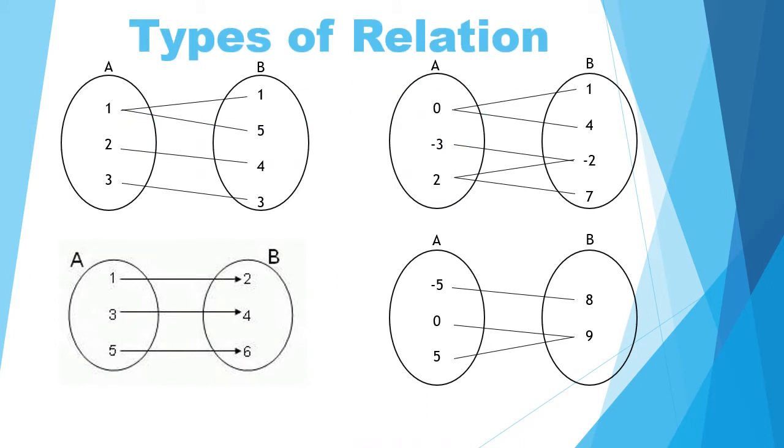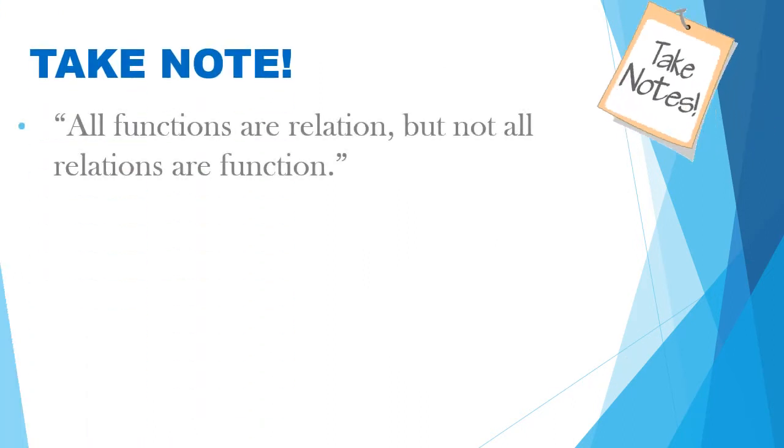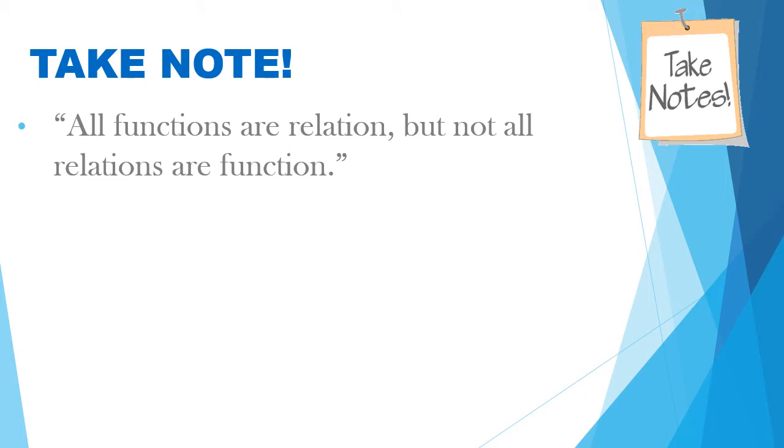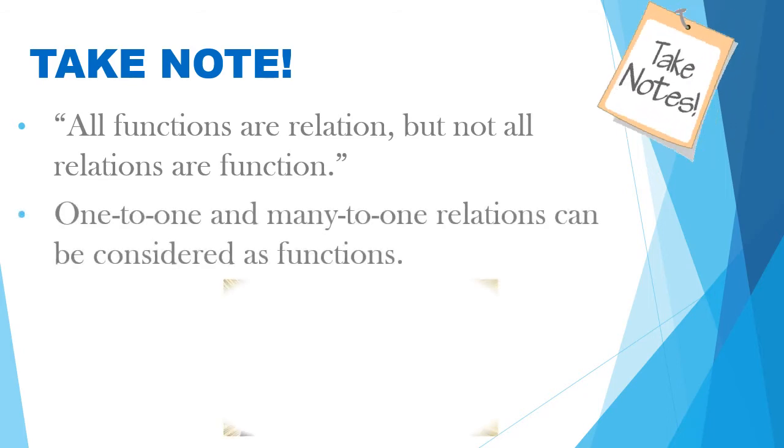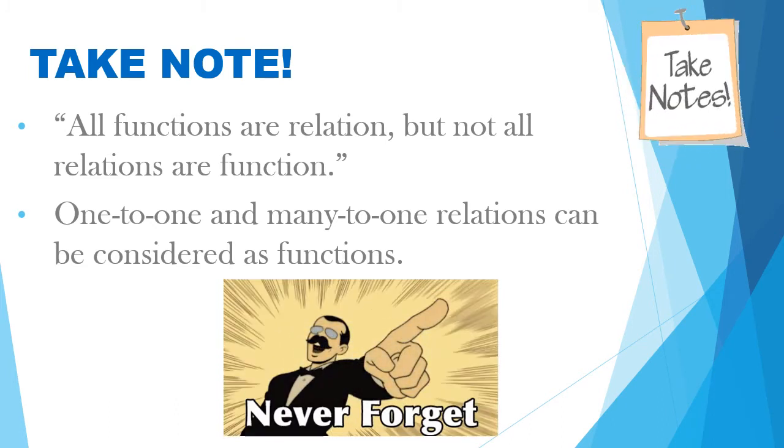These are the types of relation. First, we have the one-to-many, many-to-many, one-to-one, and many-to-one. Keep this in mind: all functions are relations, but not all relations are functions. One-to-one and many-to-one relations can be considered as functions.